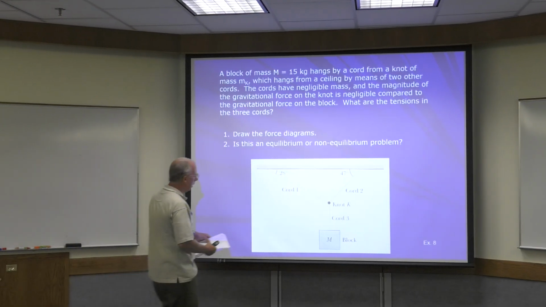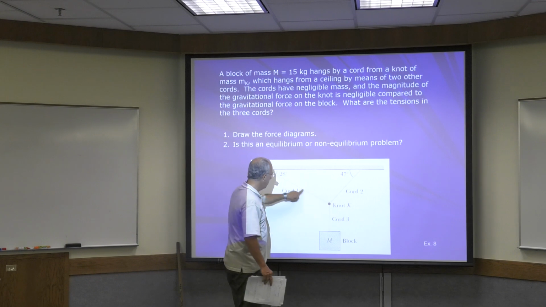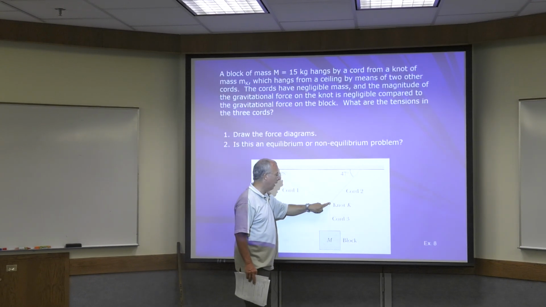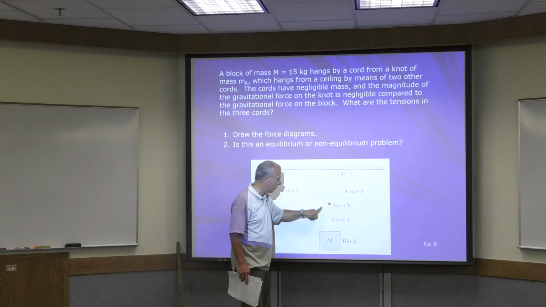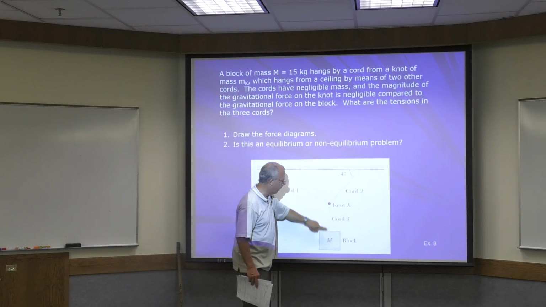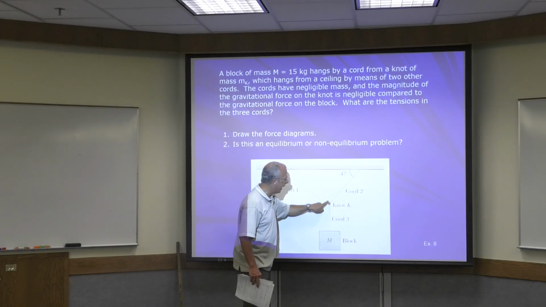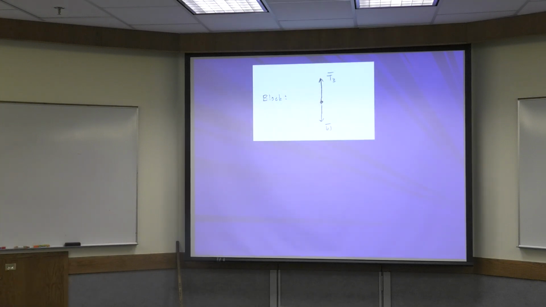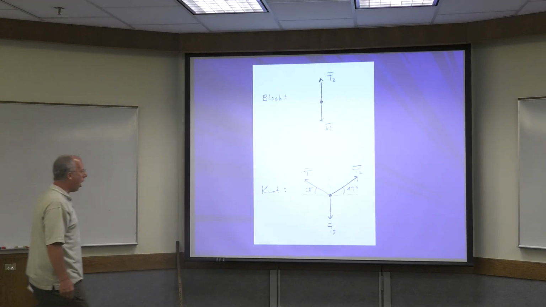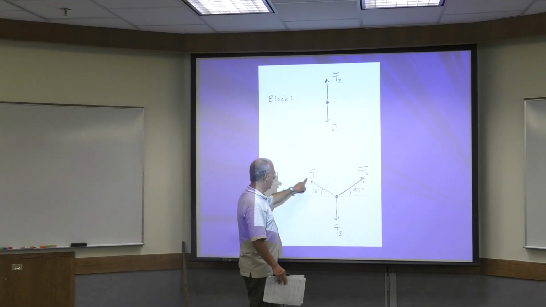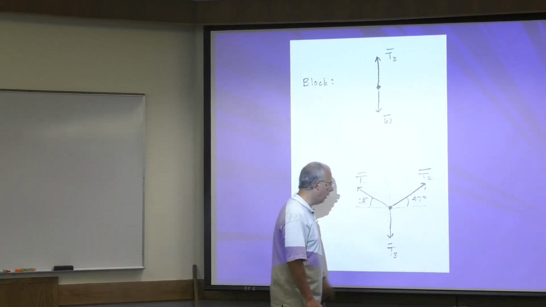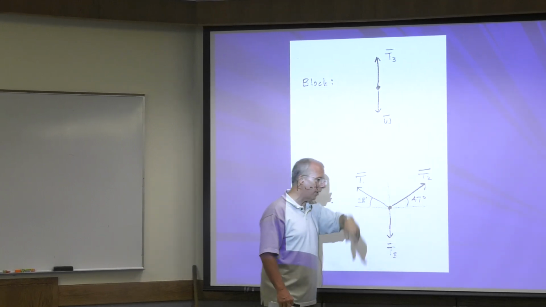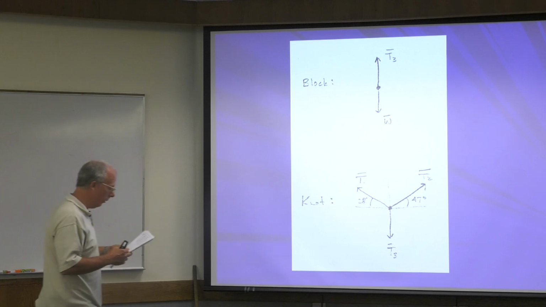Now, what are the forces acting on the knot? T1, T2, T3. And again, we're ignoring the weight, right? If this thing had a large weight compared to that, we'd have T3 down and the weight down. But they said that the weight is nothing, so we don't have to worry about it. So there's the block, and there's the knot. T1, T2, T3. When we solve this in a future chapter, you're going to have to resolve all these vectors and do all that trigonometry.